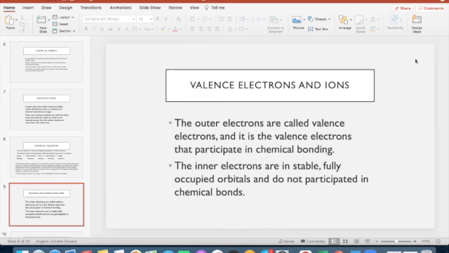On to valence electrons and ions. In the outer orbital, we have the outer electrons, and these are called valence electrons. It's the valence electrons that participate in chemical bonding, so they jump from one atom or molecule to the next. The inner electrons are more stable. They fully occupy the orbitals, but they don't participate in the chemical bonds. They just stay still.